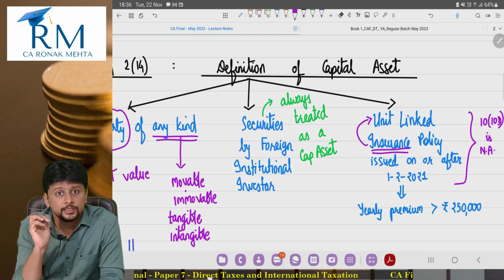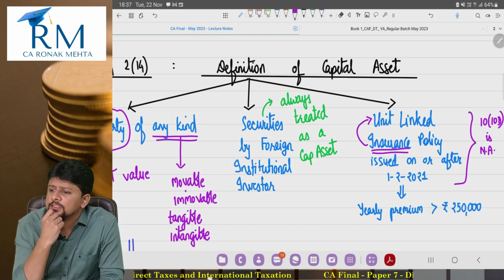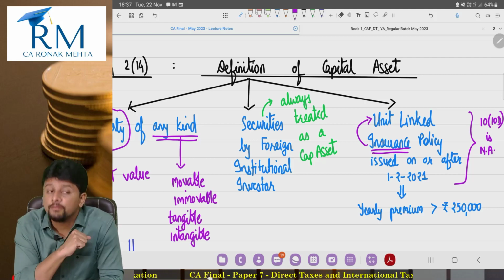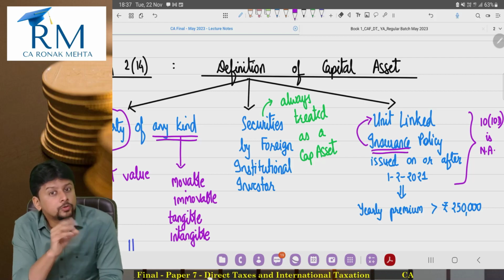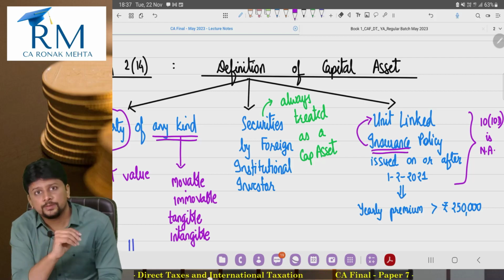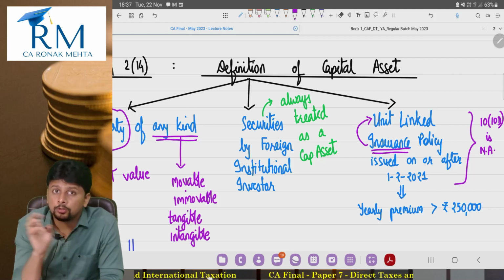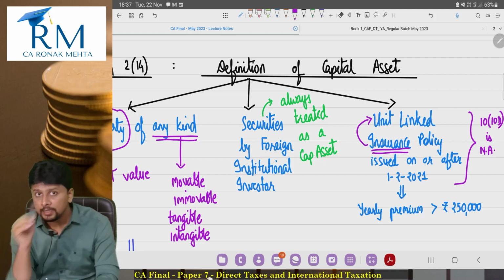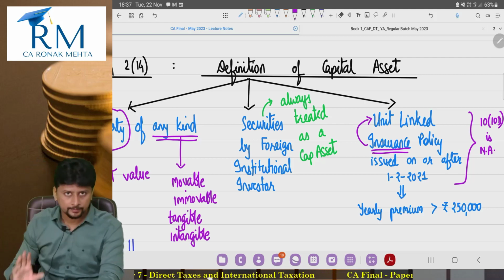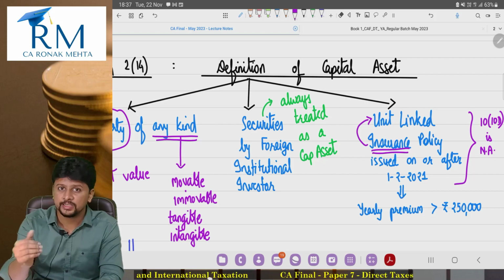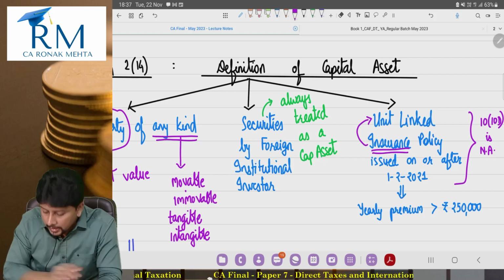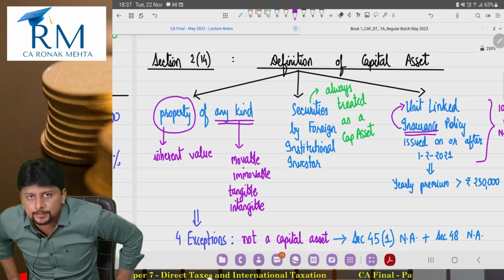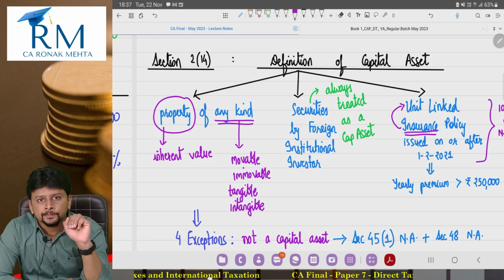Another doubt that can arise in your mind is, sir, this is a policy which is issued on or after 1st Feb 2021. So sir, what about the old policies, old ULIPs, which were already purchased by the assessee in 2020, for example, or 2019, for example? What happens to them? So we'll address all of these things when we specifically do the ULIP topic. It is too early at this stage of the chapter to discuss this aspect with you. So basically my focus right now is to explain to you the definition of capital asset.